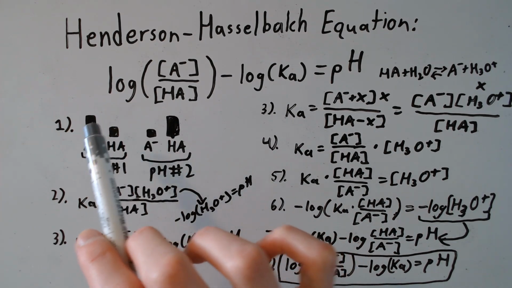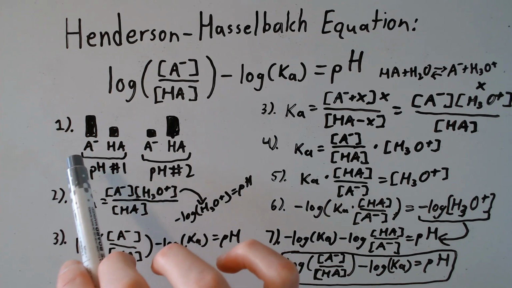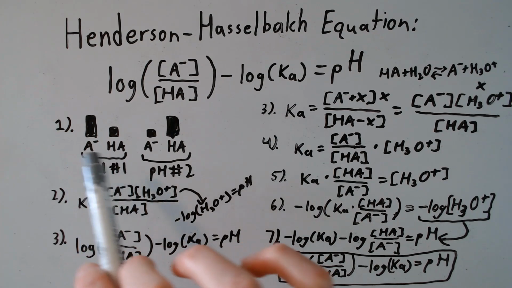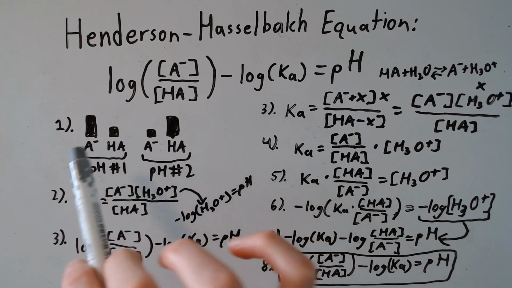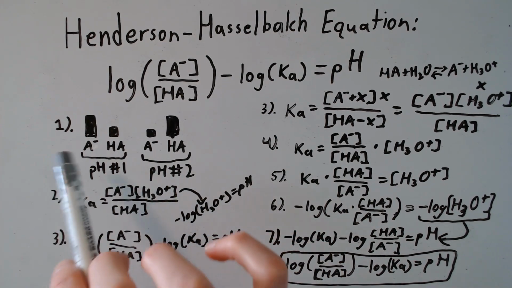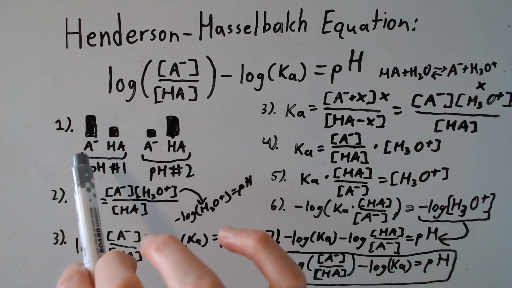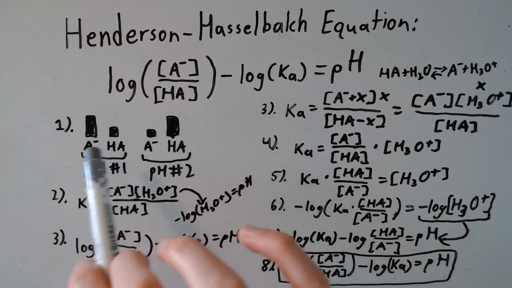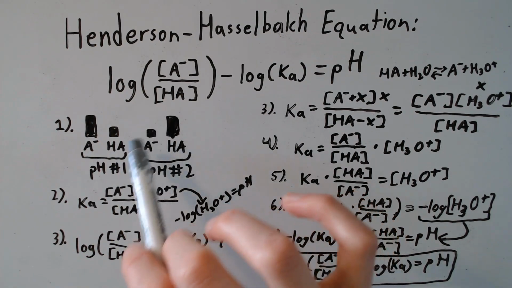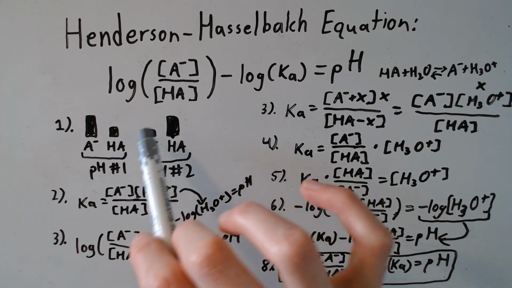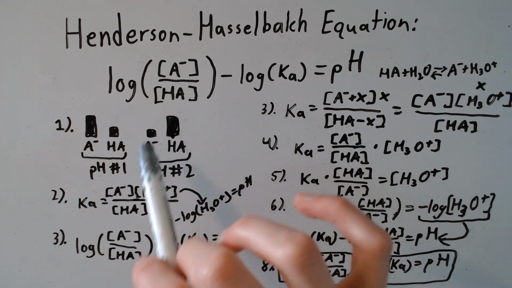So to start off, we know that for any buffer, we have our weak conjugate base and its weak conjugate acid mixed together in the solution. Now, these conjugate bases and acids might be mixed in different ratios. For example, in this case, there's a lot of this weak conjugate base and a little bit of this weak conjugate acid. On the other hand, in this case, there's a little bit of this weak conjugate base and a lot of this weak conjugate acid.